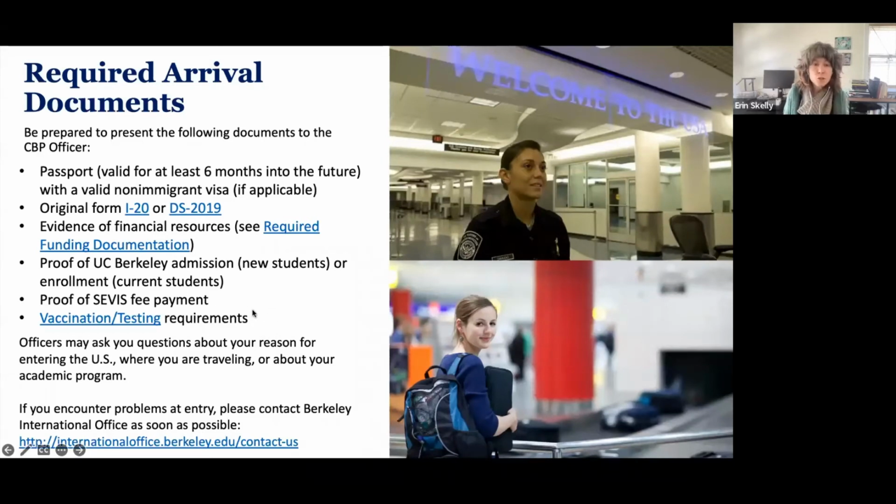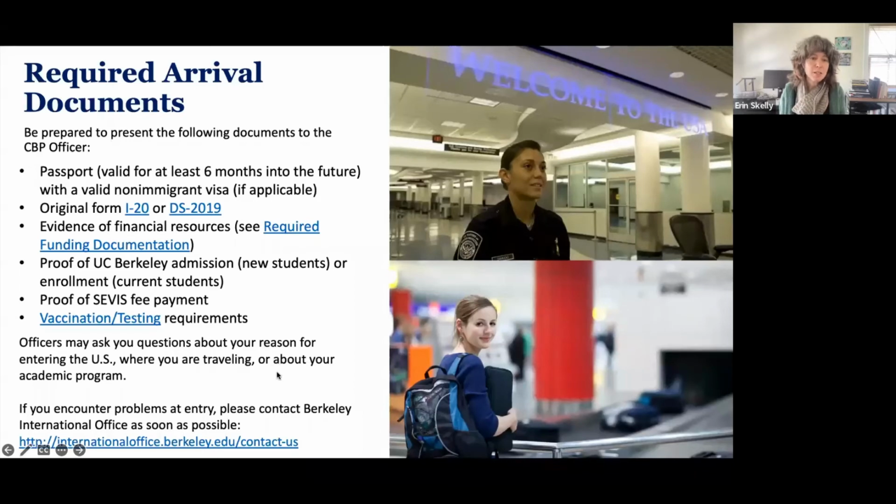Evidence of your financial resources, proof of your UC Berkeley admission, or if you're a continuing student, proof of your enrollment, proof of your SEVIS fee payment, and then any current vaccination or testing requirements. Currently, there's no testing requirement for entry. It could change, so pay attention at the time you're traveling, but there are vaccination requirements.